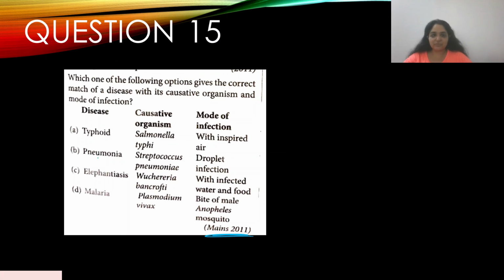No, that's not the mode of infection. Pneumonia, Streptococcus pneumoniae, droplet infection. Yes, that's possible. Elephantiasis, Wuchereria bancrofti, with infected water and food. No. D. Malaria, Plasmodium vivax, bite of male Anopheles mosquito. No, that's incorrect. So the answer is B. That's the appropriate answer.